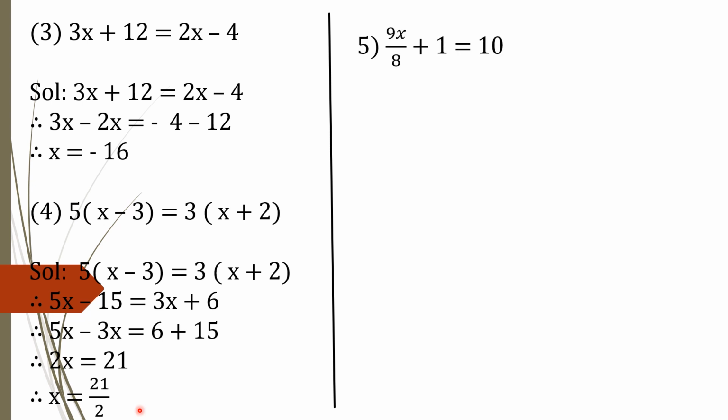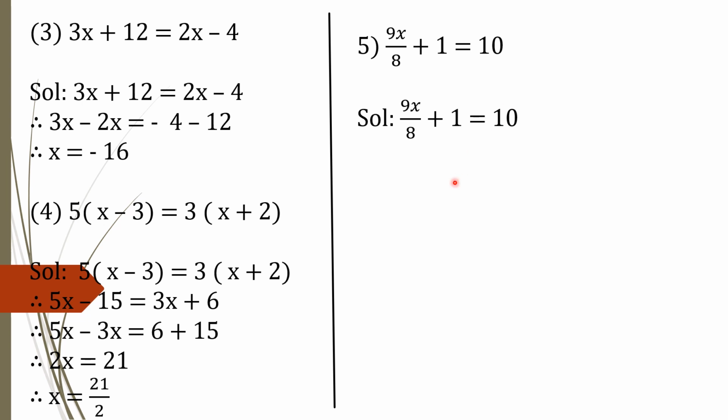What is given? 9x upon 8 plus 1 equal to 10. Now student, first write down in solution the given equation. 9x upon 8 plus 1 equal to 10. So now student, you can see here plus 1 is there on the left hand side. We'll bring this number to right hand side first.